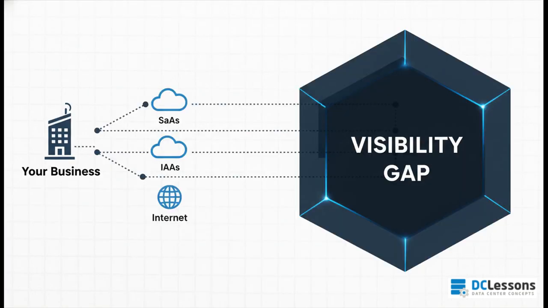The thing is, the modern company runs on a digital supply chain that is incredibly complex. You're depending on software as a service apps, infrastructure as a service from cloud providers like AWS or Azure, and of course the Wild West of the public internet to connect everything. And every single one of those pieces, it's a black box. This creates that huge visibility gap we talked about. So when something breaks, trying to find the real root cause feels, well, pretty much impossible.